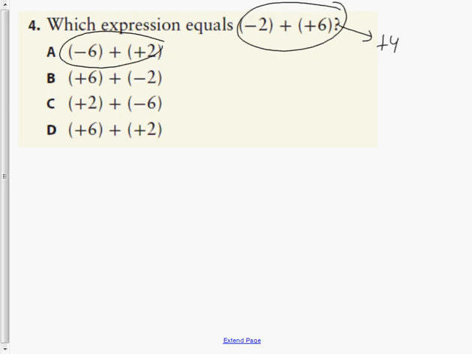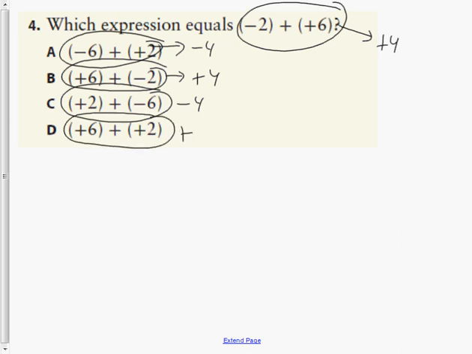This one has a negative 6 plus a positive, which is a negative 4 sum. This one has a positive 4 sum. There we go. This one here has a negative 4 sum, and this one here has a positive 8 sum. So your answer is B.